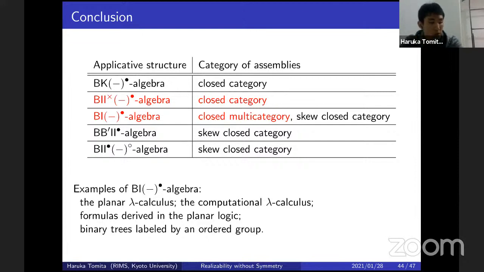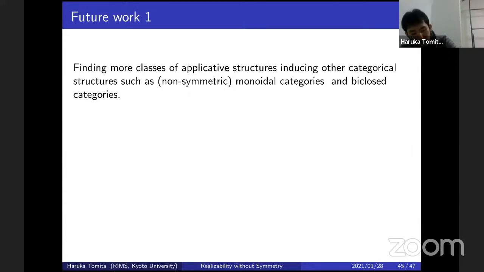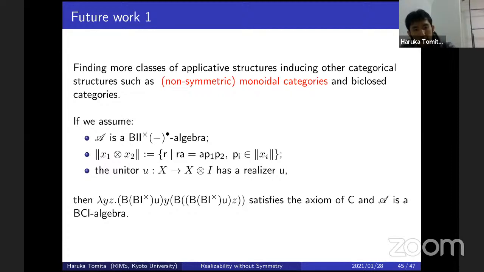Finally, I'd like to talk about future work. The first thing to do is to find the correspondences other than the previous table. For instance, we haven't yet found the applicative structures inducing non-symmetric monoidal categories. There are also delicate issues. Take a BI cross bullet algebra A and assume that ASMA is a monoidal closed category. If we choose the realizers of tensor product as we do for BCI algebras, then ASMA inevitably becomes symmetric.